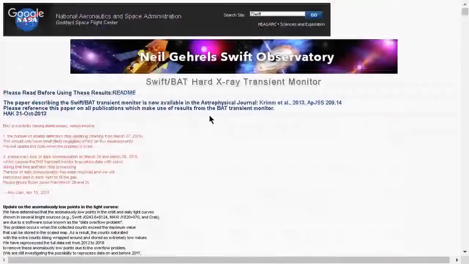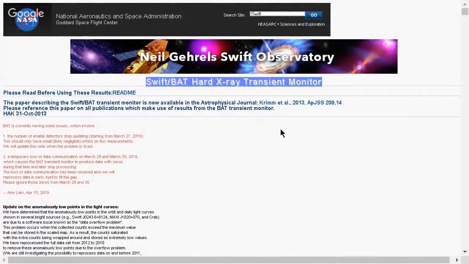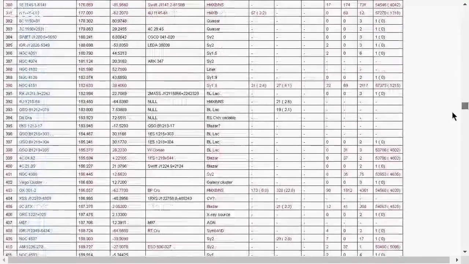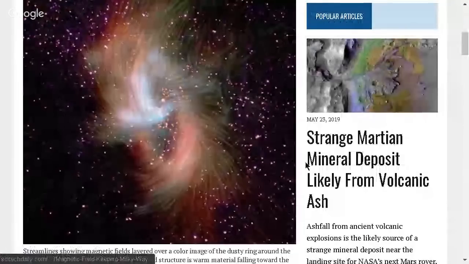We're going to skip transients, but if you want to look them up, just look up the Swift/BAT hard X-ray transient monitor, and you'll get to this page with hundreds of hard X-ray sources. The transients are being measured all the time.